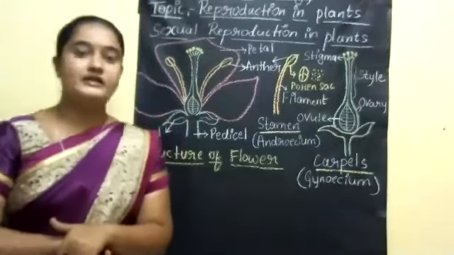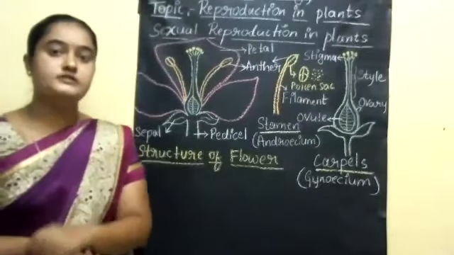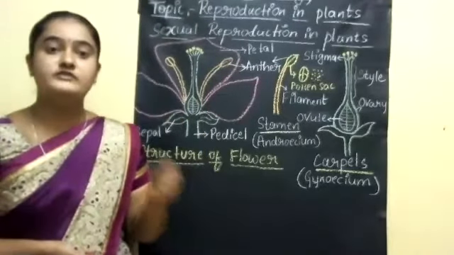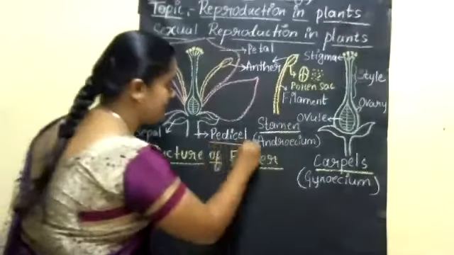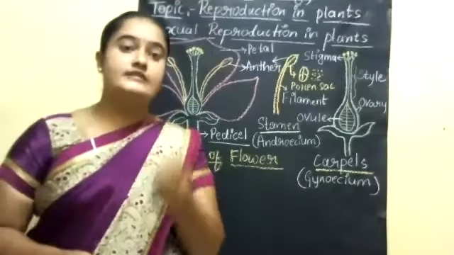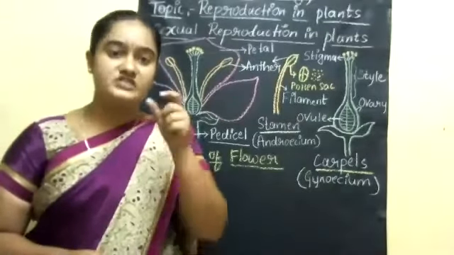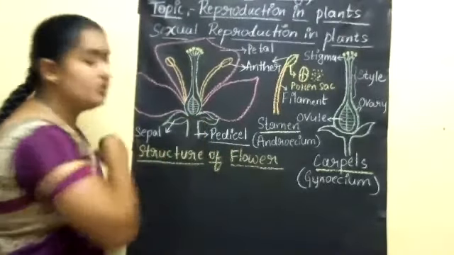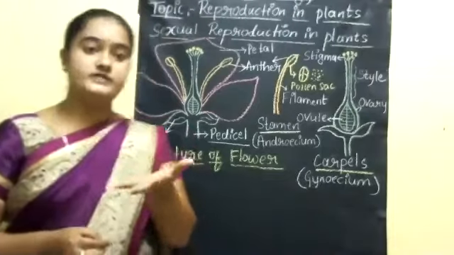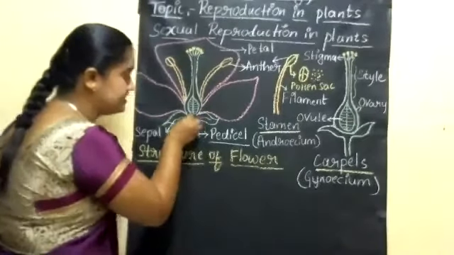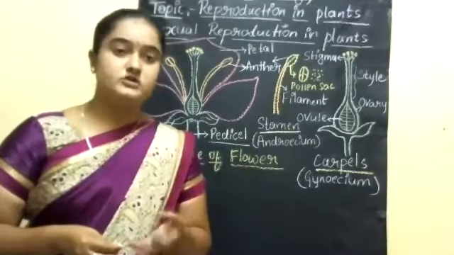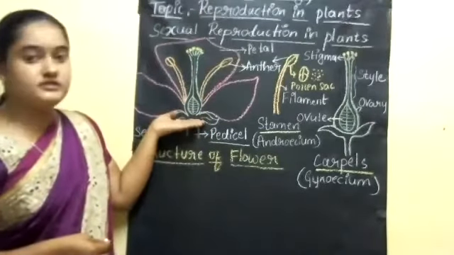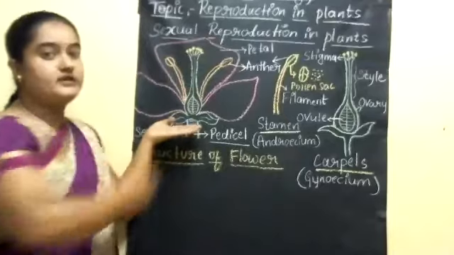The flower mainly consists of four parts. Before that, the flower is attached to the stem, or the shoot system, with the help of a stalk called the pedicel. The tip of the pedicel has a flattened and elongated structure called the thalamus. On the thalamus only, all the floral parts are arranged.